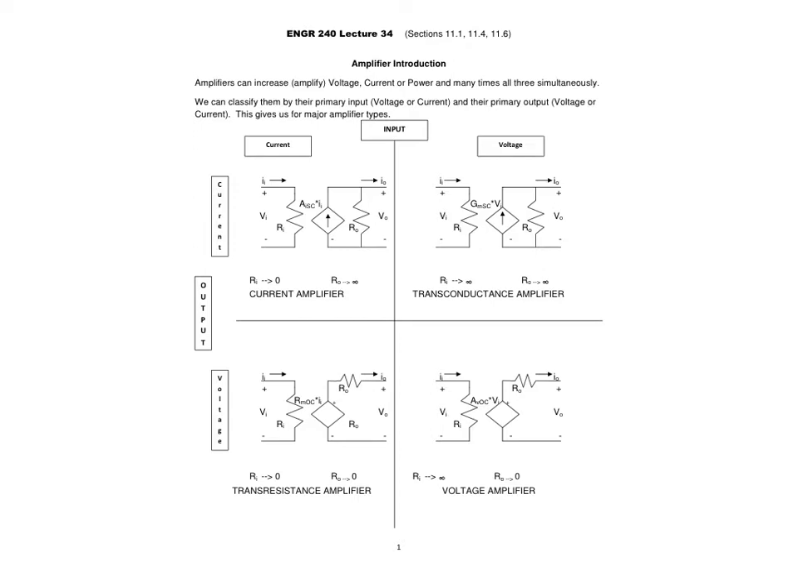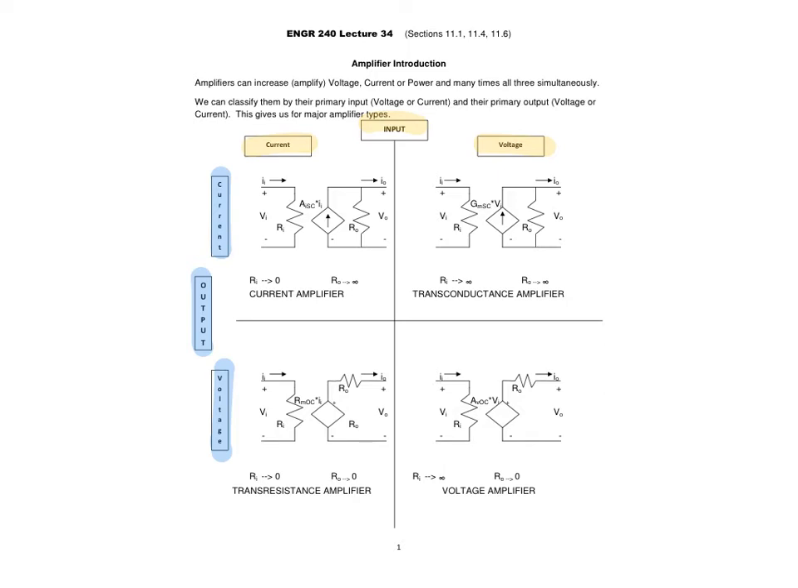The amplifier can be characterized in 4 different ways depending upon its input, which can be a current or a voltage, as well as its output, which again can be a current or a voltage. This gives us 4 possible combinations of amplifier. At first it looks fairly intimidating, but we can see some commonality among all 4 different types of amplifier.